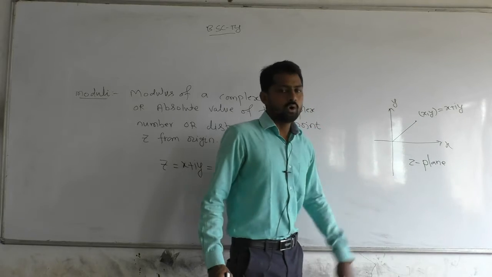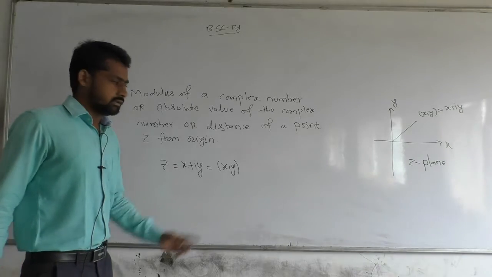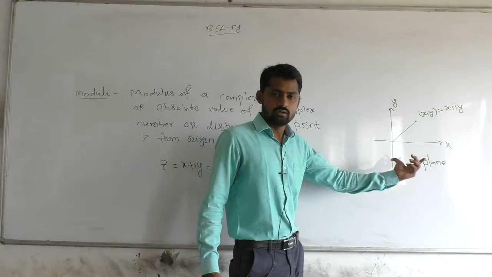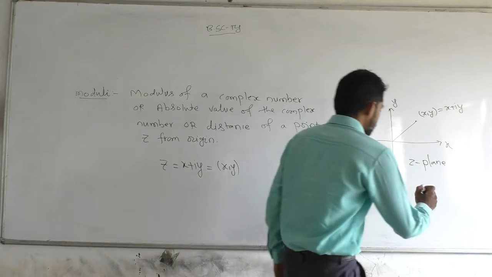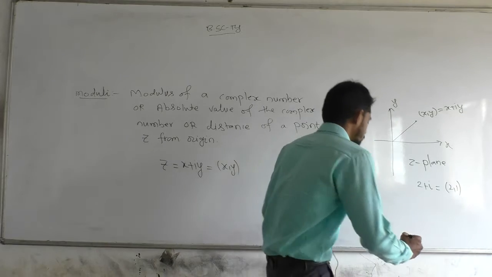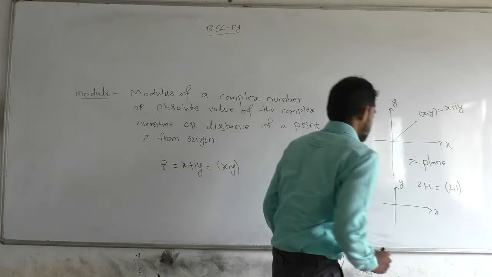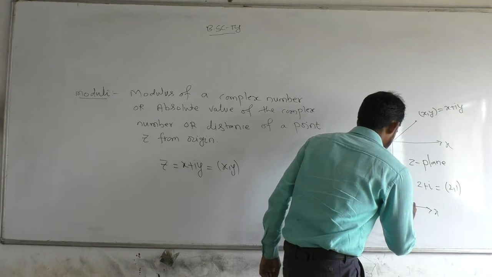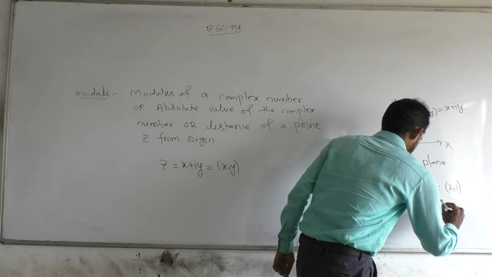So every point of a complex number can be represented on the directed line. The directed line means what? The line which has negative as well as positive part is called a directed line. Now, the number 2 plus i can be written as (2, 1). So this point can be represented on the plane: x coordinate is 2, y coordinate is 1.